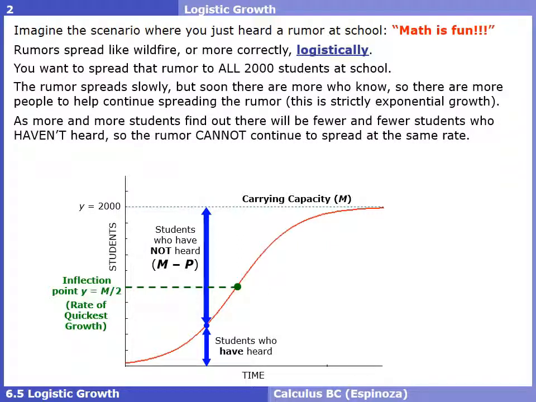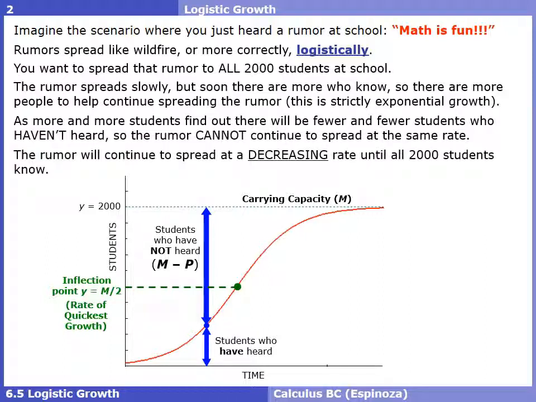So as more and more students find out this rumor, there will be fewer and fewer students who haven't heard. So the rumor can't continue to spread at the same rate. At some point, that rate's got to start slowing down. And that's the key to this second half of the graph, this piece to the right of our point of inflection. This piece to the right of the point of inflection can be described this way. The rumor continues to spread, but at a decreasing rate.